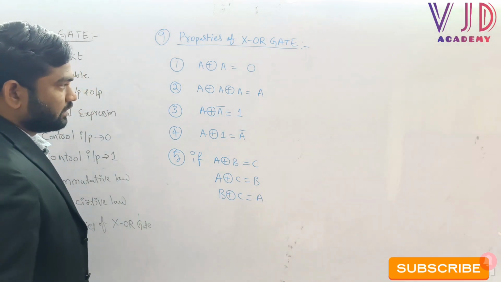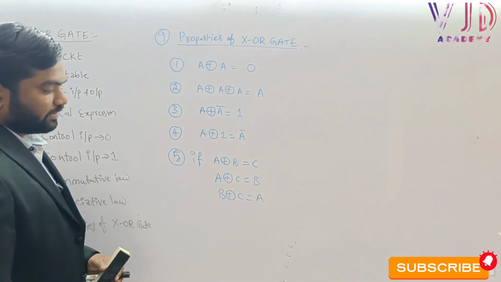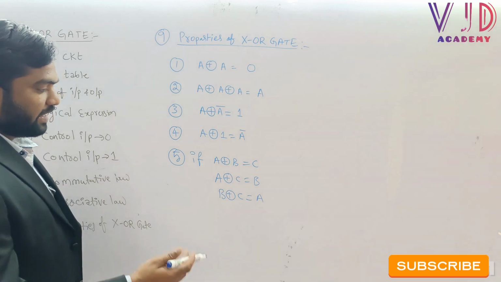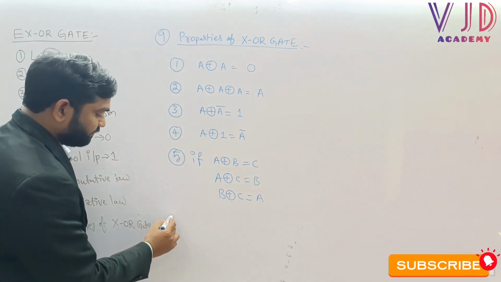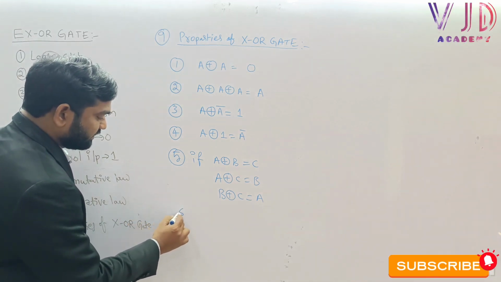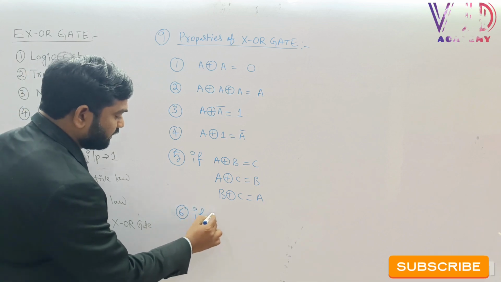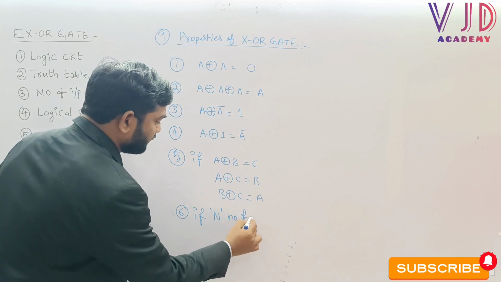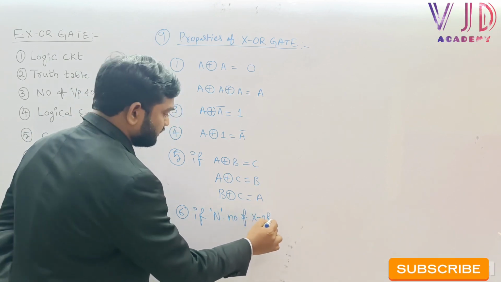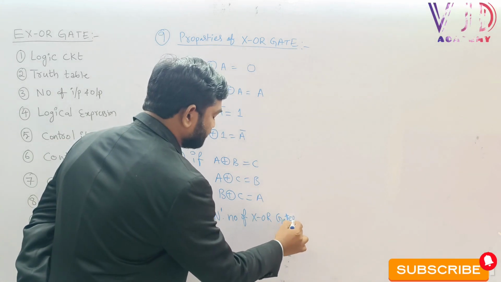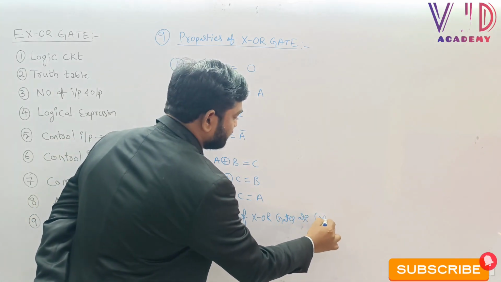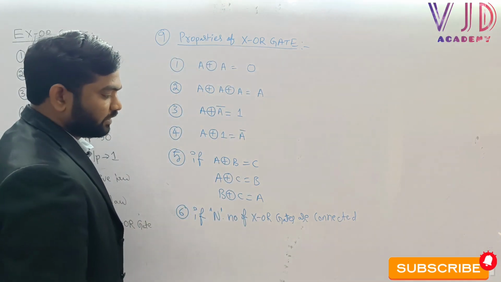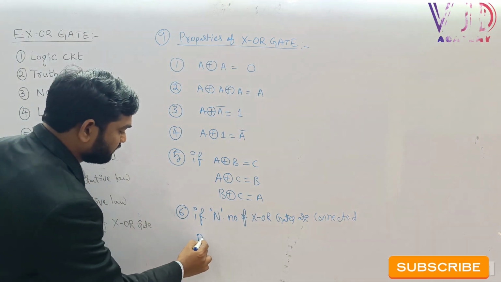And now the next thing that we need to understand is how many min terms and max terms there are. Suppose, sixth point, if n number of XOR gates are connected, then how many min terms and max terms are there?